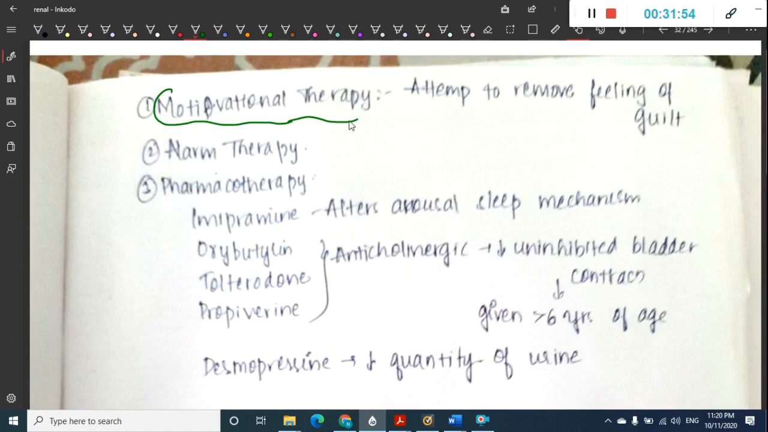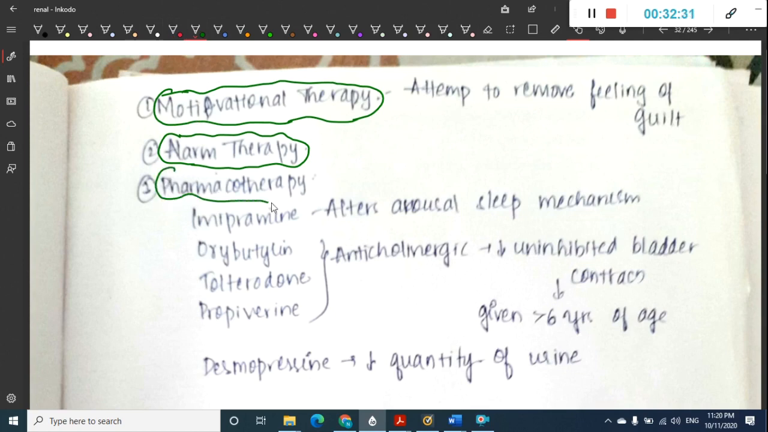If the baby is dry for a night, then you should give them some chocolate or something. Similarly, you should attempt to remove the feeling of guilt if he or she has had enuresis. Then you can use alarm therapy, where the alarm is attached to the diaper, and whenever the baby wets the bed, the alarm rings. Slowly the baby will develop continence. Then we can even start pharmacotherapy.